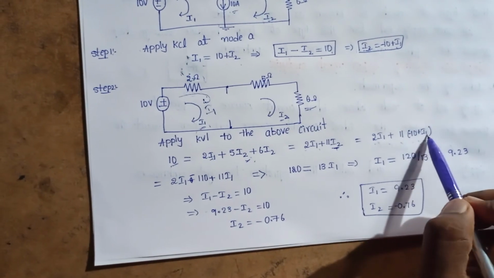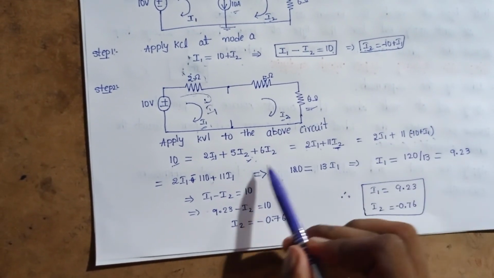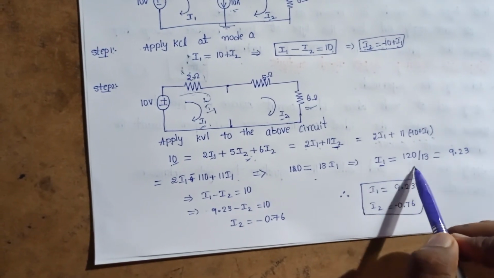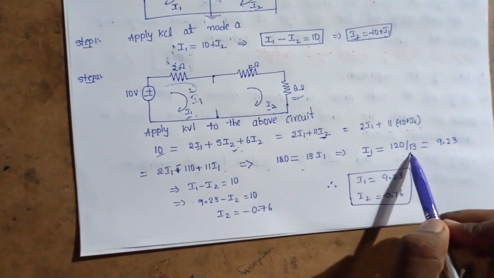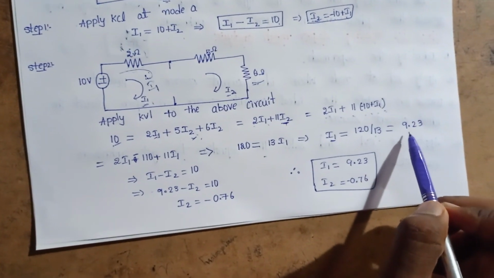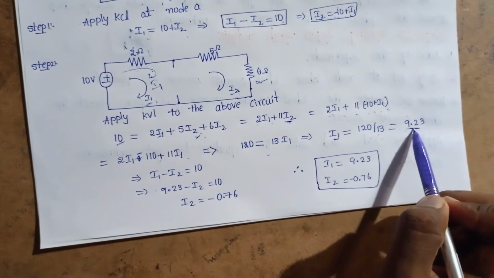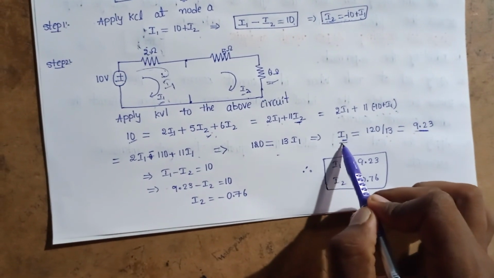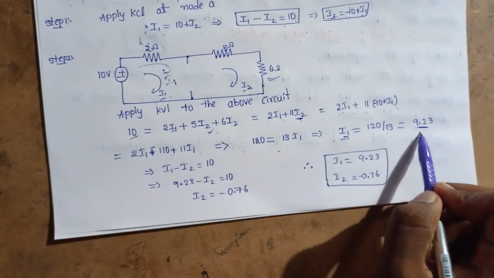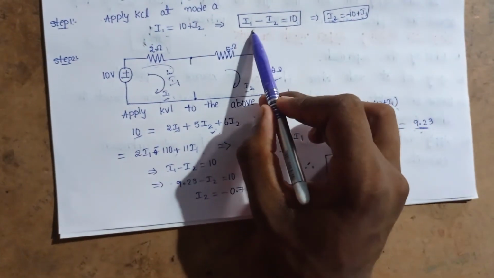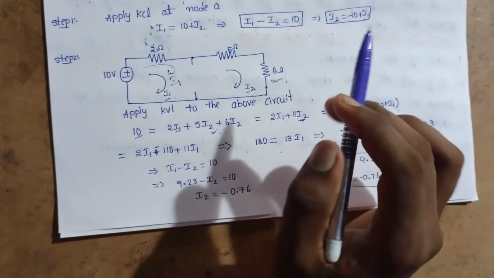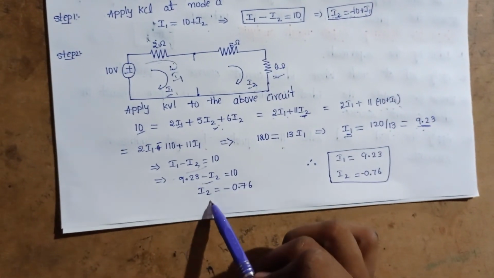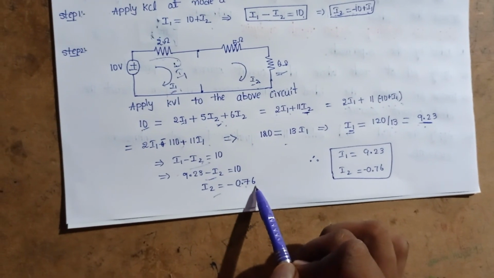Let's simplify this equation to get the I1 current. I1 is 120 by 13, which is 9.23. Okay, we get I1. We simply substitute the I1 value in this equation to get I2. The I2 value is minus 0.76.